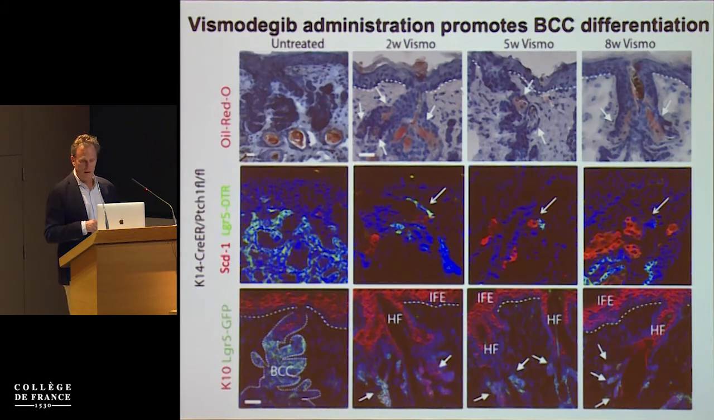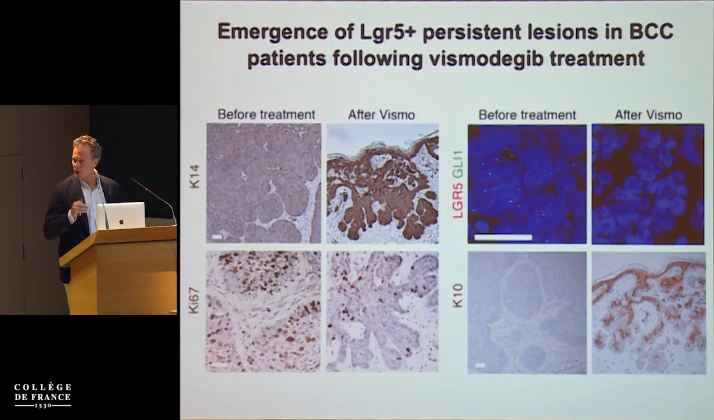And we had the chance to get our hands on patients under vismodegib treatment from whom we took biopsies, and we found exactly the same. These lesions enter a quiescent stage and completely abrogate the expression of GLI1, express LGR5, and begin to differentiate into interfollicular-like epidermis with keratin 10, like keratin 1 expression.